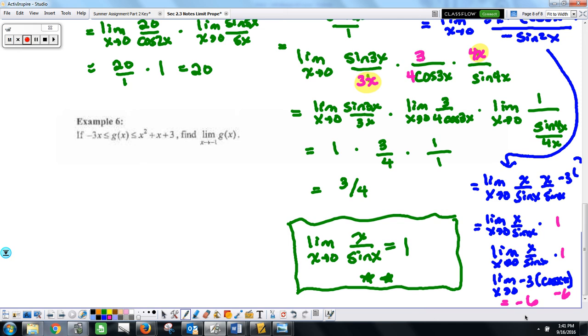So you manipulate and separate so that you get the product of 3 factors that you have limits for. And that's the key. The limit of a product is the product of the limits, provided they exist.